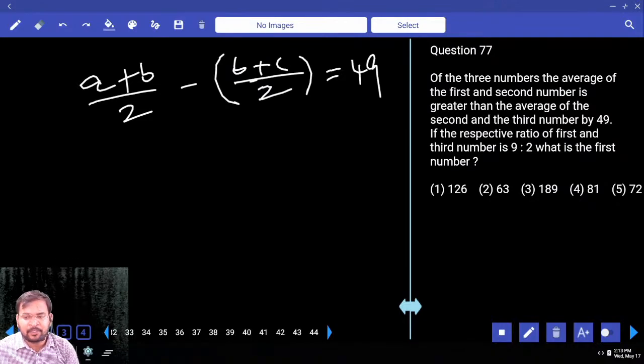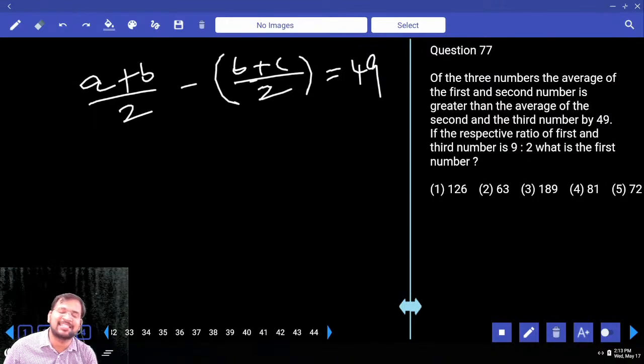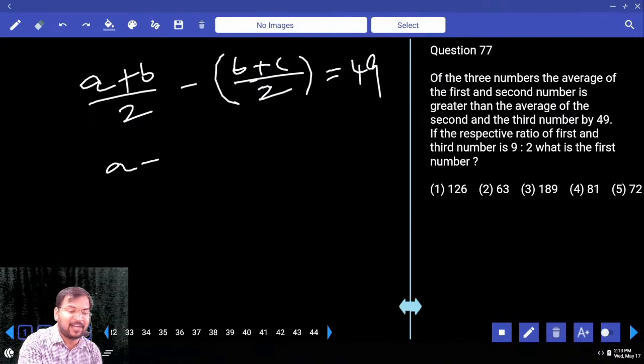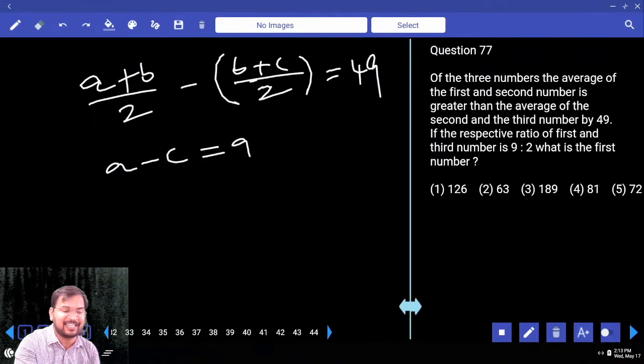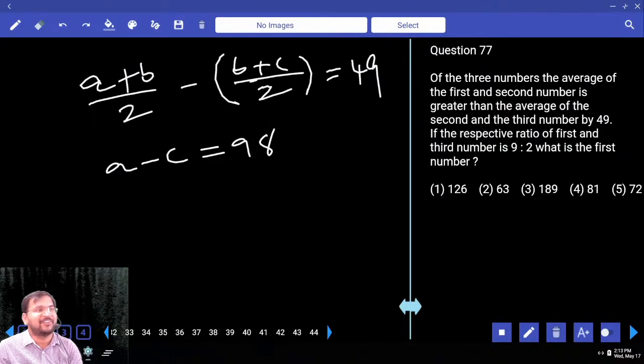Are you clear? Now, if you go for calculation, b gets cancelled. Then (a minus c) by 2 is equal to 49. Then a minus c is equal to 98. Are you clear? Very good.